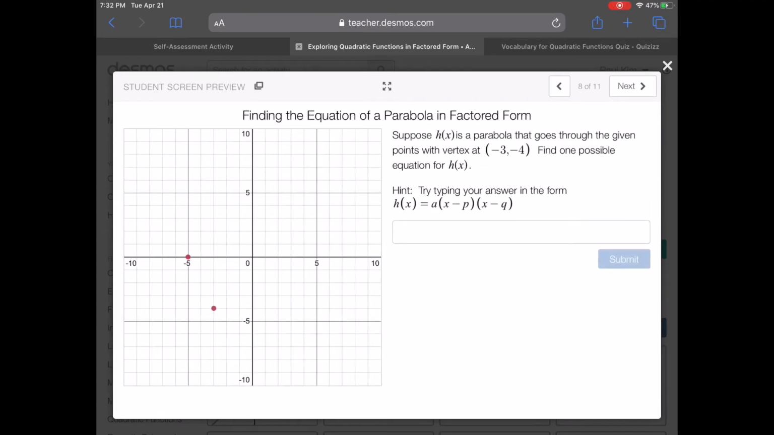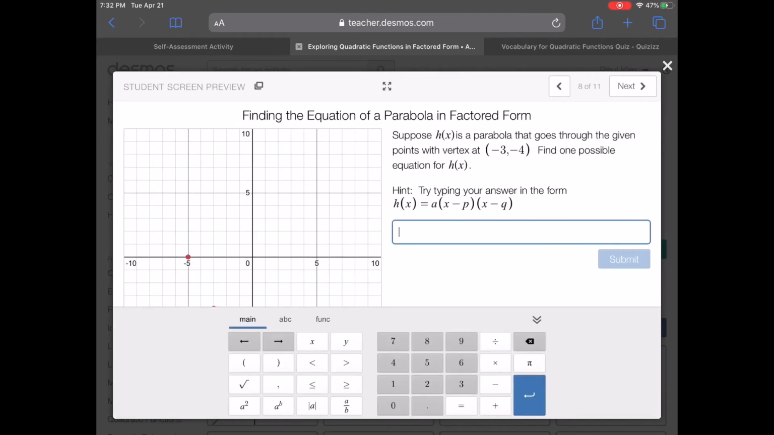So here we're given h of x is a parabola that goes through the given points with vertex at -3, -4. Find one possible equation for h of x. So here, try typing your answer in that given factored form. So I already know one of my x-intercepts at -5. So one of my factors should be x plus 5.